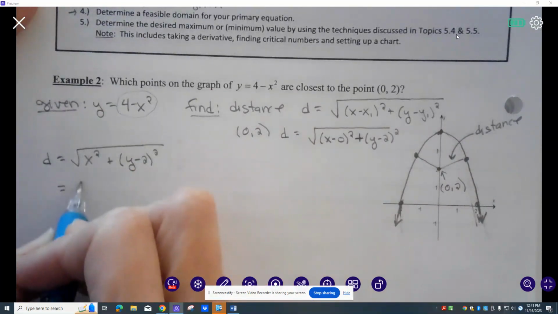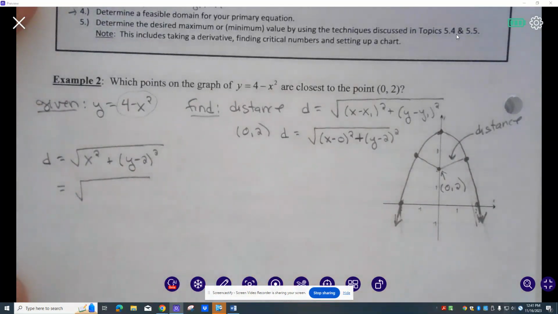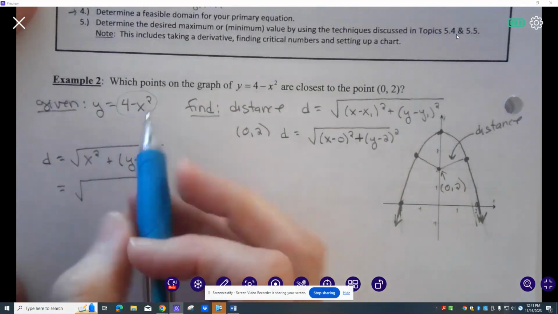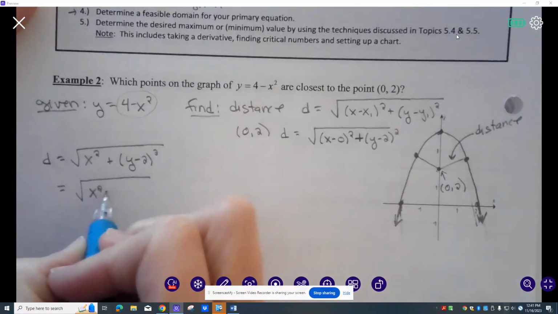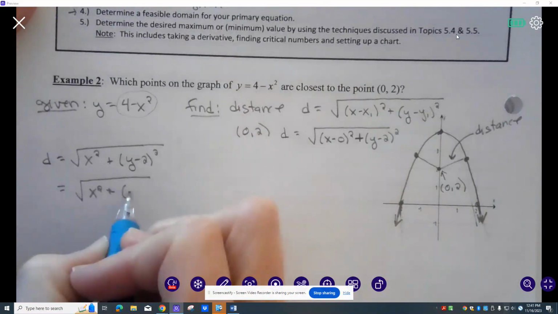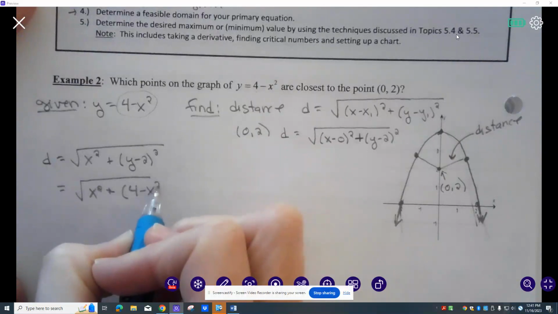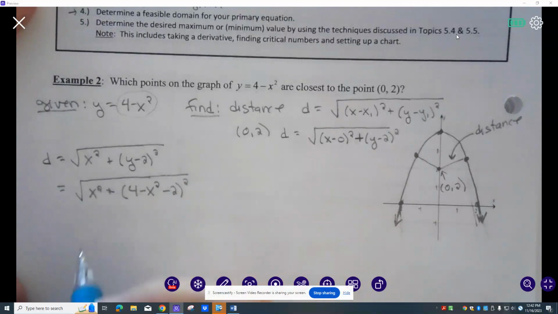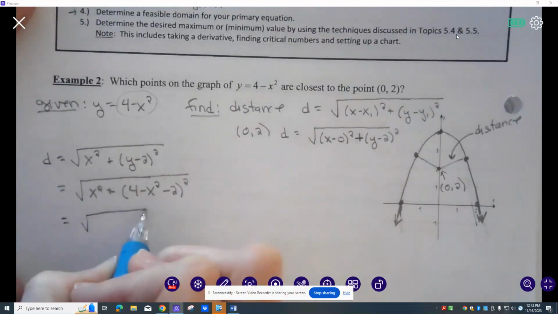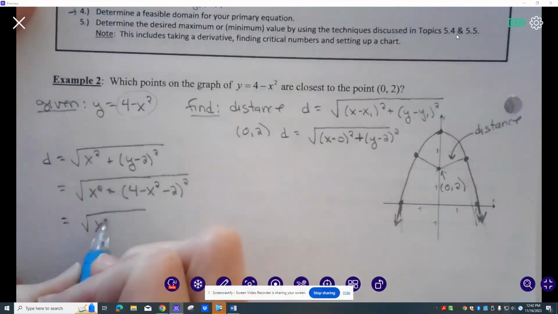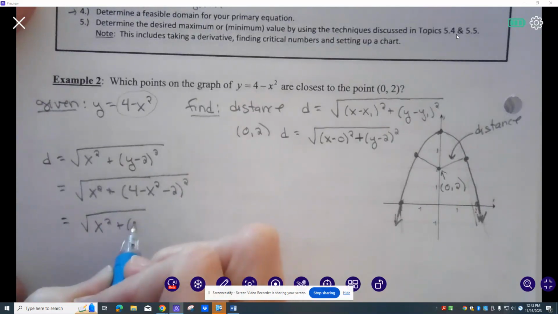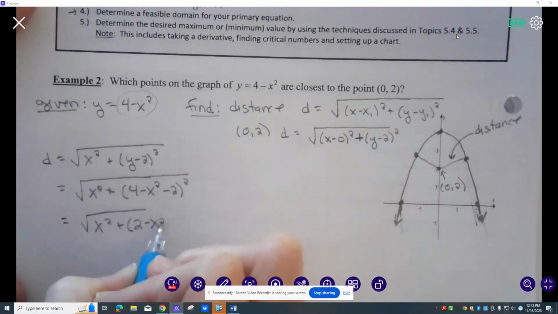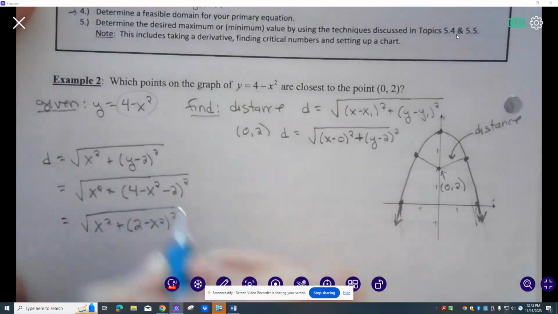So that I want to write in terms of a single variable. I'm going to replace the y with 4 minus x squared. So I'm going to have the square root of x squared plus (4 minus x squared minus 2) squared. Okay, so that's going to be the square root of x squared plus (2 minus x squared) squared. So just combine those like terms.